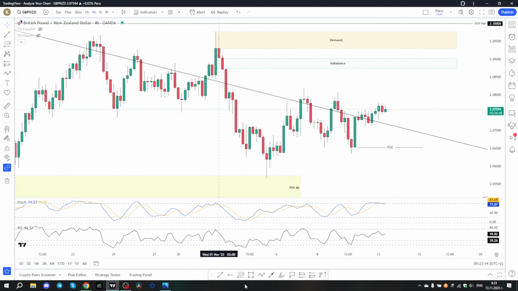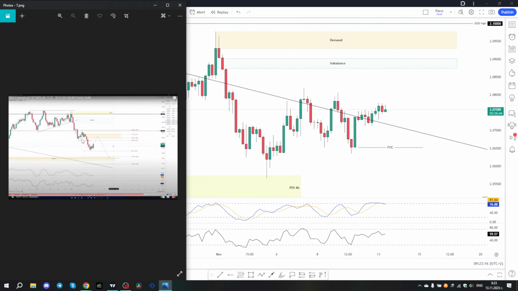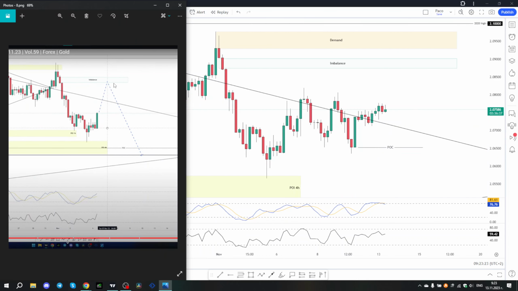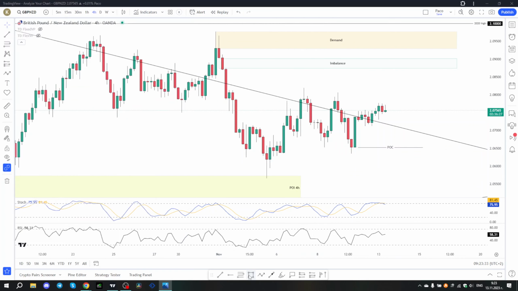Well, pound to New Zealand dollar last week, let me see what we expected. The price was just here and we were expecting it to continue to go up to the imbalance and then to see some down movement. Well, the price didn't reach this imbalance, it reached only this one. Let me show you. From here to here and made some pushback.